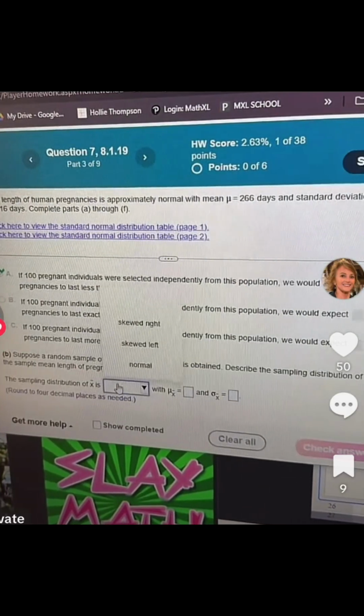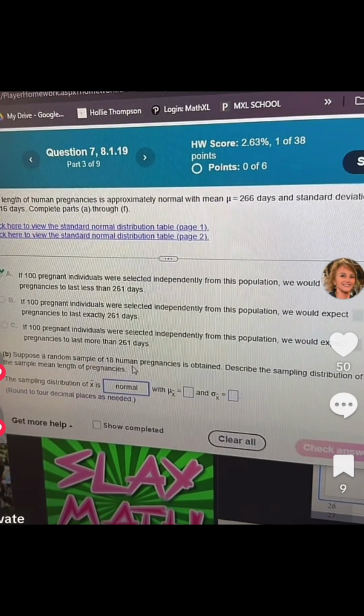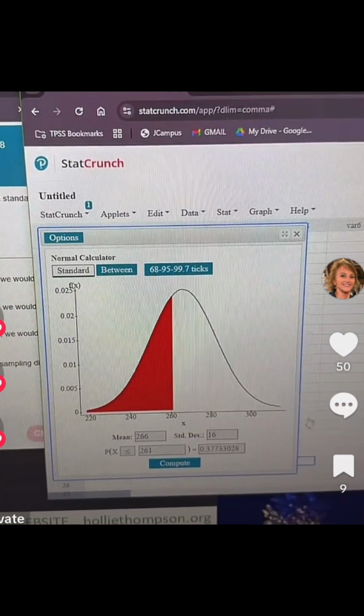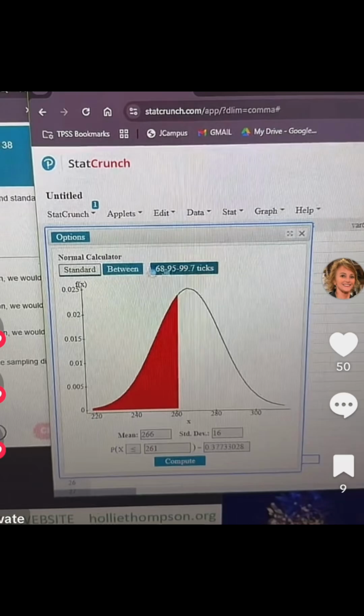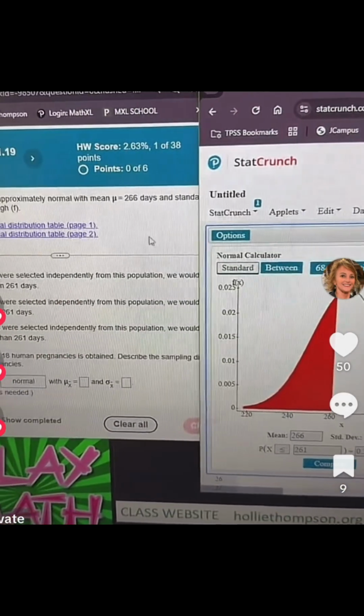Now, this is a normal distribution. That's our whole point, because this is a normal distribution. So this stays like this all the time. If that helps you remember, normal distribution, it's symmetric.